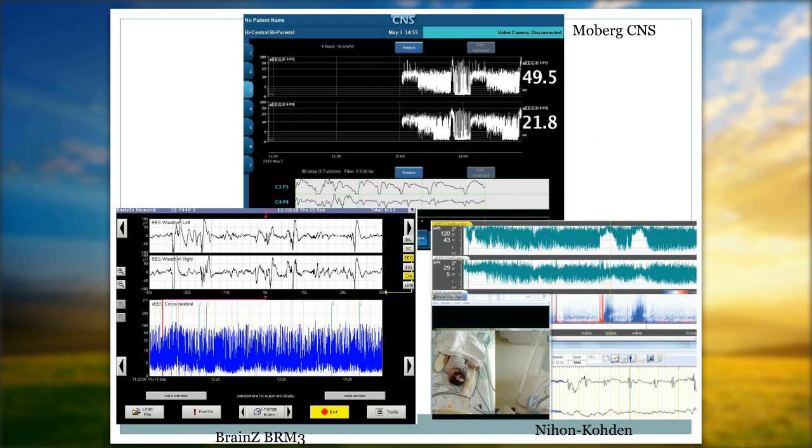Again, just wanting to show you what aEEG looks like. So it doesn't matter which device you use, whether you're using, again, the Moberg CNS, the Brains BRM3, or our neon codon. They all three can show you aEEG trends, and that's what we're going to be learning to read today.